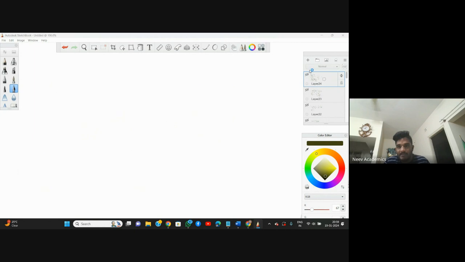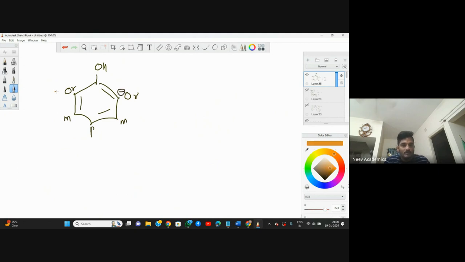So let me draw the ortho, para and meta positions with respect to the OH group. This is the ortho position, this is the ortho position with respect to the OH group, this is meta, and this is the para position. As you have seen in the resonating structure, you are going to get a negative charge at this ortho, this ortho, and the para position. In meta we are not getting anything. So when electrophiles come, they will be attracted towards ortho or this para. They won't be attracted towards the meta positions. Clear or not? So that's why it's called an ortho para director.